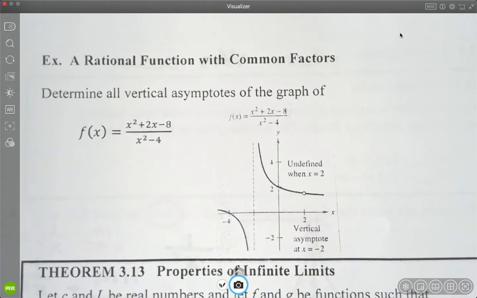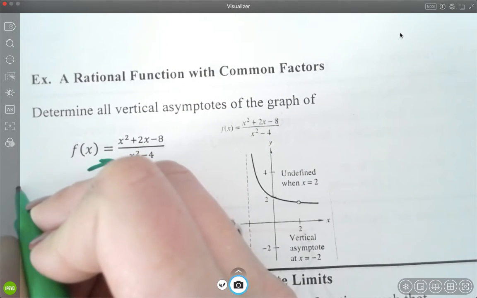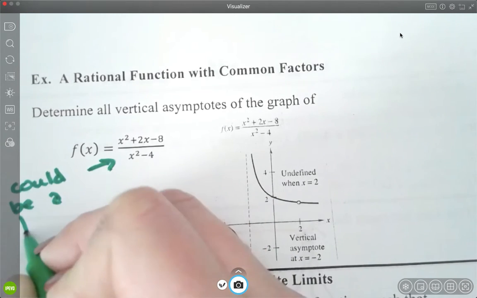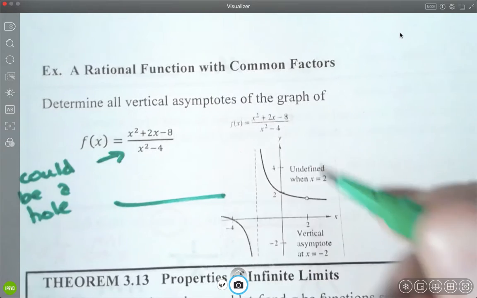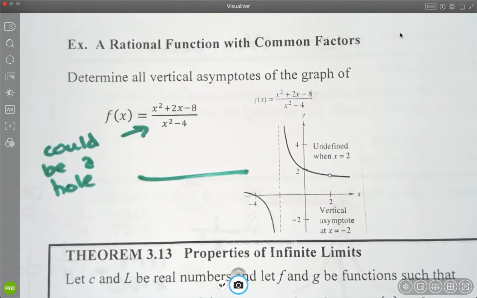Determine all vertical asymptotes of the graph of this thing. Be very careful. Vertical asymptotes come from the bottom. But if it's a factor of the bottom, it doesn't necessarily mean it's a VA. What could it be instead? It could be a hole instead. Okay? So let's do the top and the bottom. So x squared plus 2x minus 8. Let's factor the top. How does it factor?